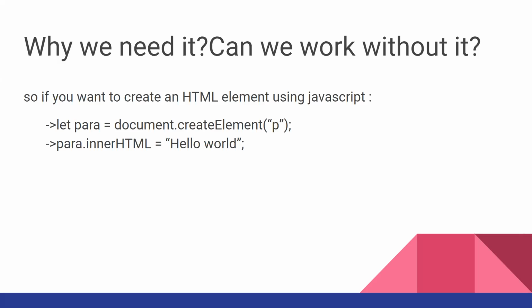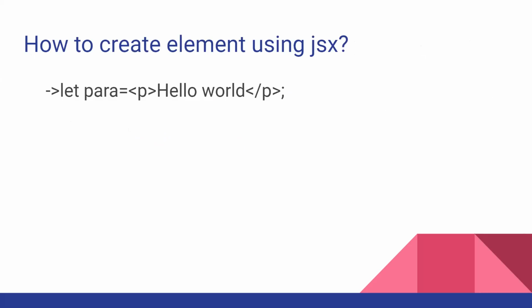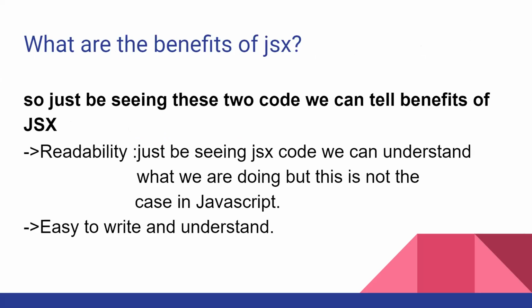So I thought that just by seeing these two codes we can tell the JSX code is quite readable. Just by seeing the JSX code we can tell what we are doing, and it is quite easy to write and understand. This is not the case in the JavaScript code, where we are writing 2 to 3 lines for that. Is it clear until now? Yes, it's all clear.